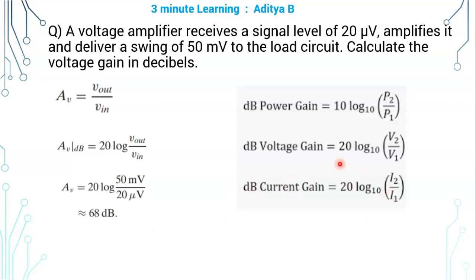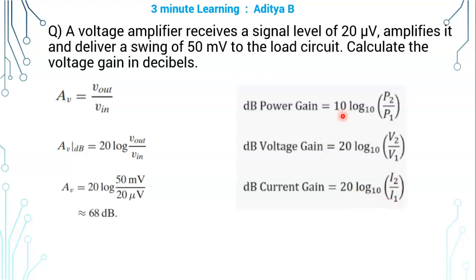But when coming to decibel gains, decibel voltage gain is 20 log of V2 by V1 to the base 10. Here subscript 2 indicates output port and subscript 1 indicates input port, input parameter. dB in current gain is 20 log of I2 by I1 to the base 10.